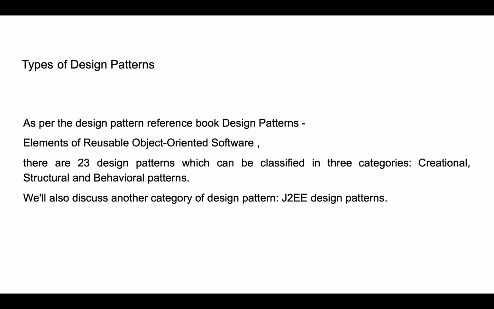So let's talk about types of design pattern. As per the design pattern reference book Design Patterns: Elements of Reusable Object-Oriented Software, there are 23 design patterns which can be classified in three categories: creational, structural, and behavioral patterns. We also discuss another category called J2EE design patterns.